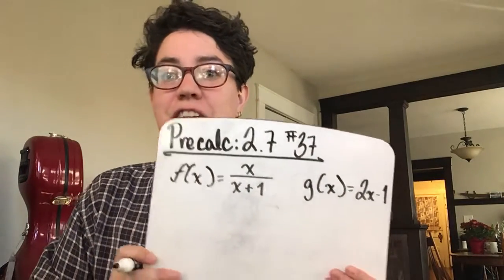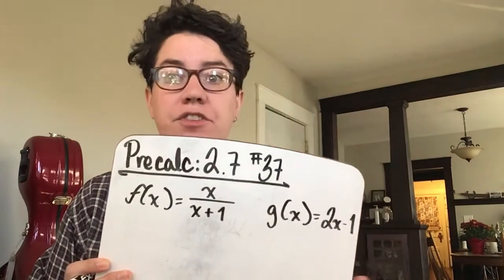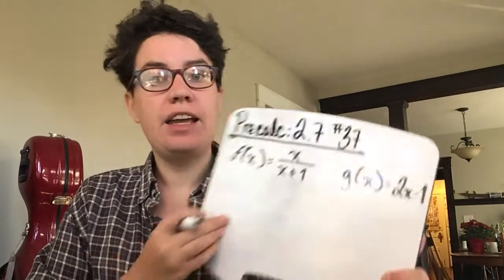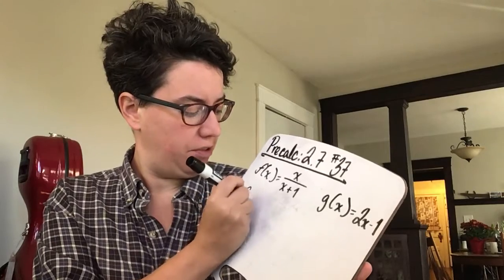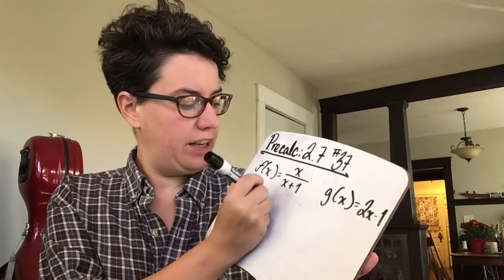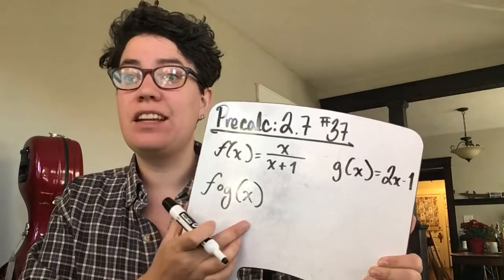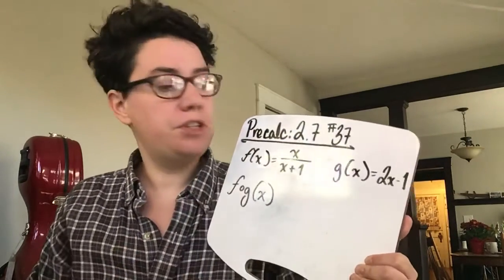Hey all, so we're going to talk about the second part of 2.7 homework questions, and this is the one where you're actually finding the function. So for example, there's three parts here, and we're finding here f of g of x instead of a number. So I'm going to go through some of these.